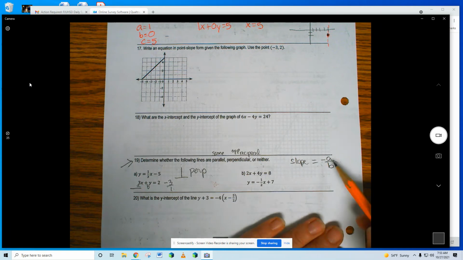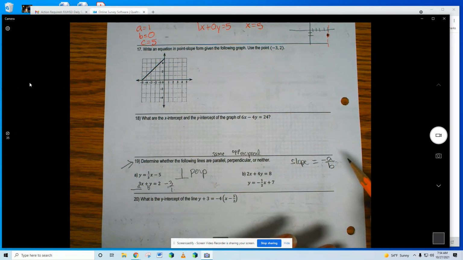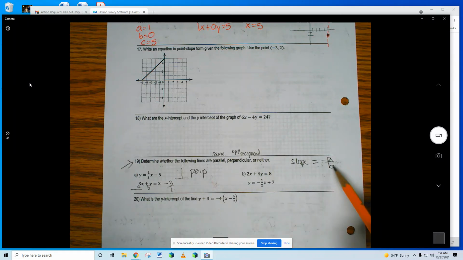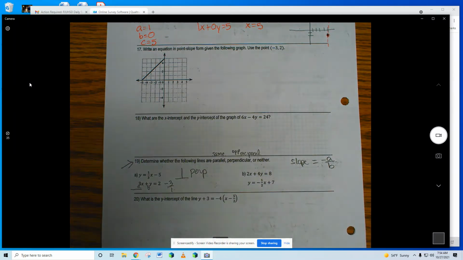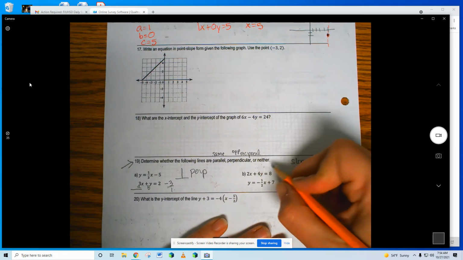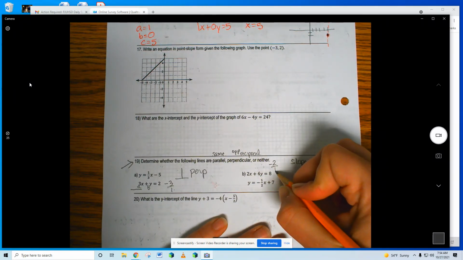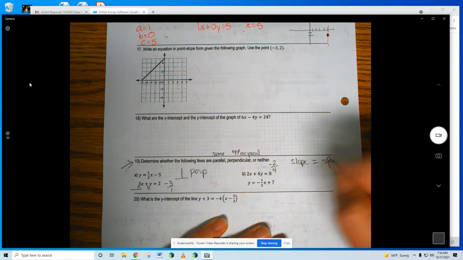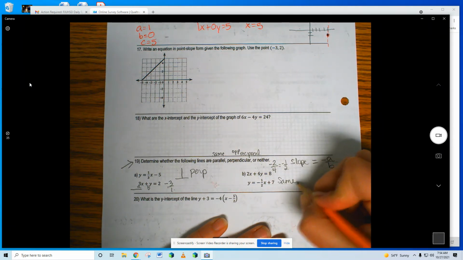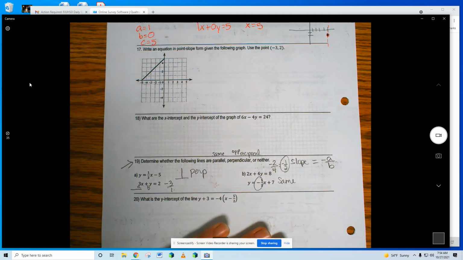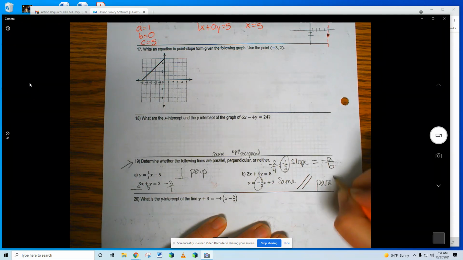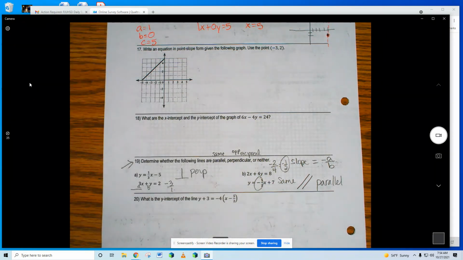Do you remember how I taught you this? The slope is negative a over b. Or you could just change it to y equals mx plus b if you don't want to remember my trick. This slope, negative a over b, negative 2 over 4, negative 1/2. Those are the same. Negative 1/2, negative 1/2, same slope. Those are parallel. Or just change them both to y equals mx plus b.